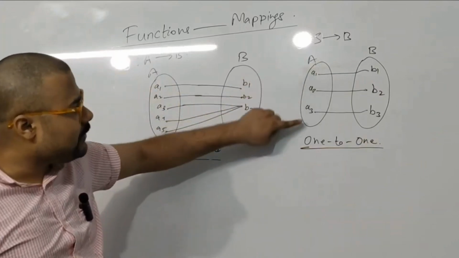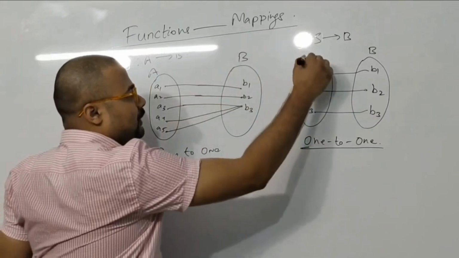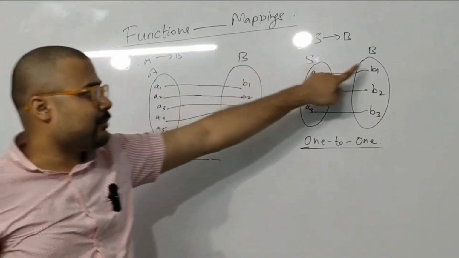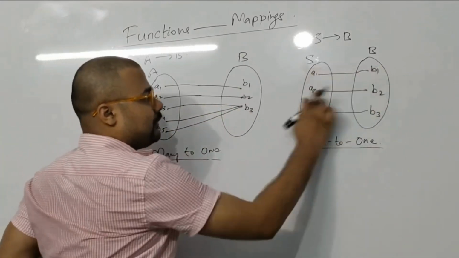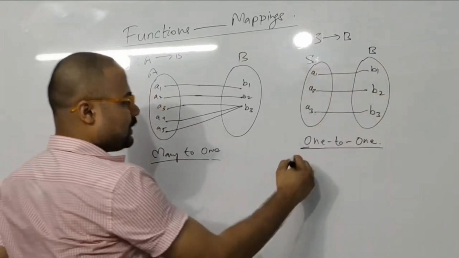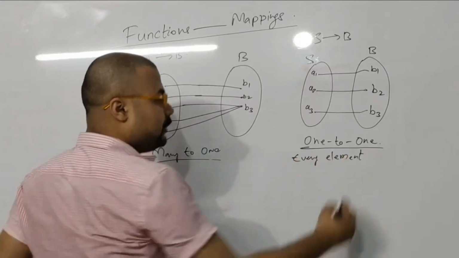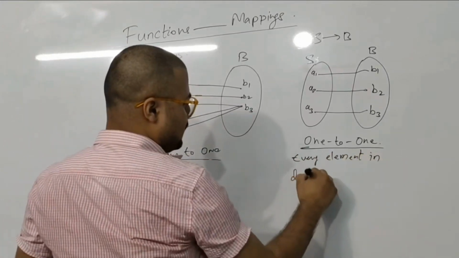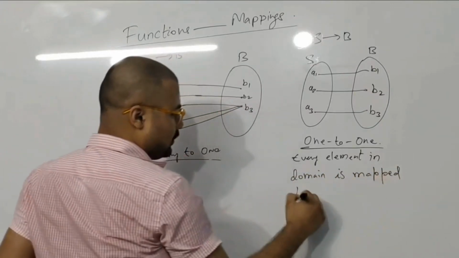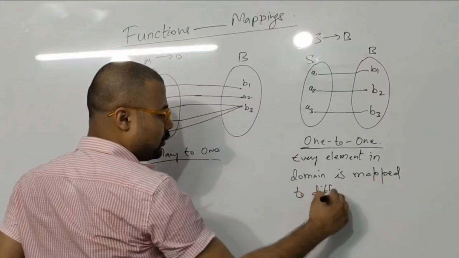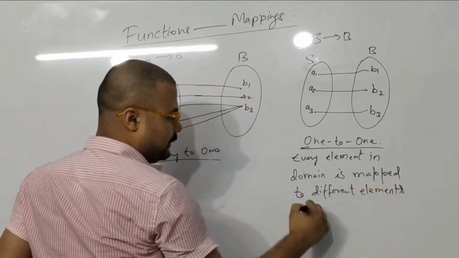In this case, every element of A is mapped to, oh, I'm sorry, this is S. In this case, every element of S is mapped to a different element of B. So this is called one-to-one. One-to-one means every element in the domain is mapped to different elements in the codomain.